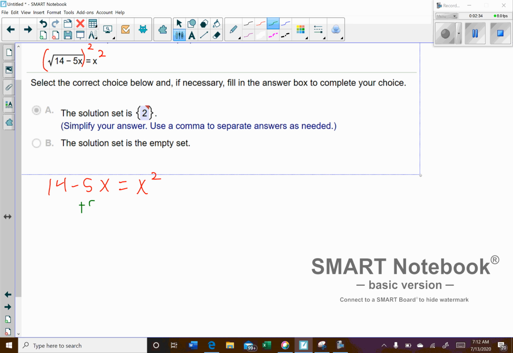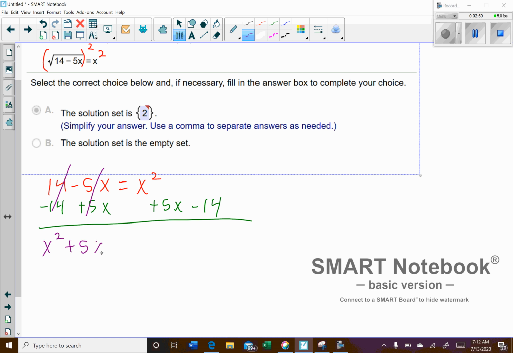So what I'm going to do is add 5x and subtract 14 to both sides. We're going to end up with a trinomial that will be factorable. So that all cancels out, and I'm going to put my trinomial right here: x squared plus 5x minus 14. I'll put equals 0 on the right side.